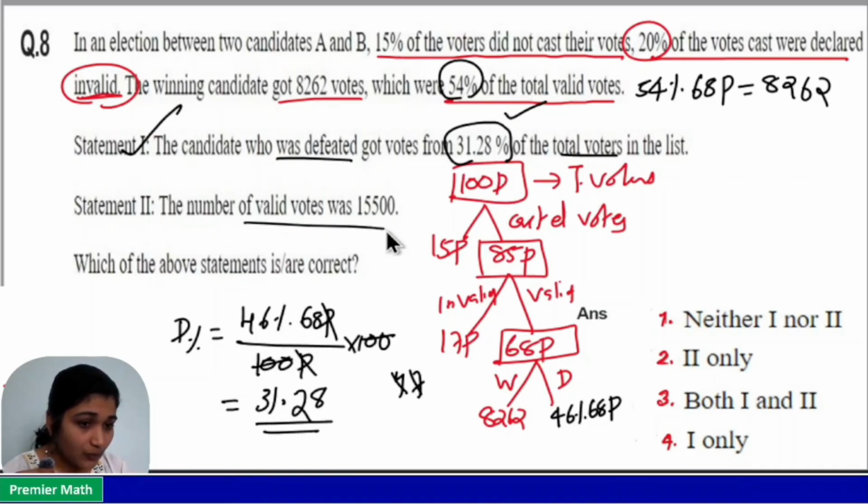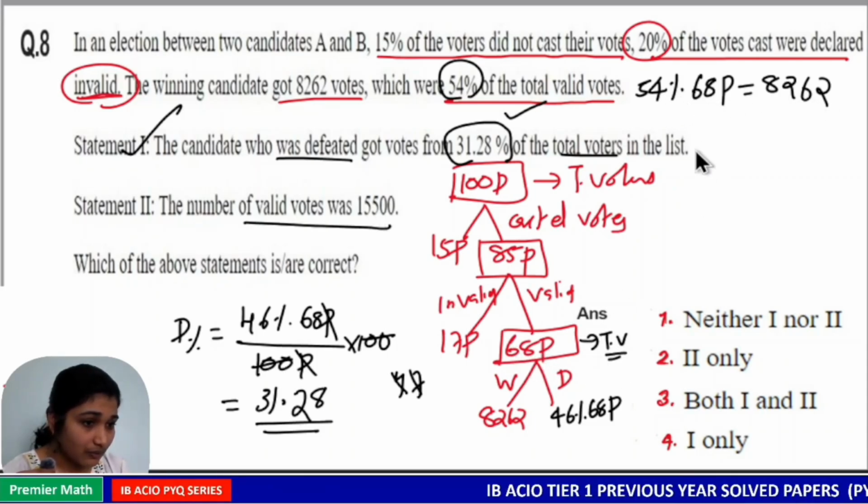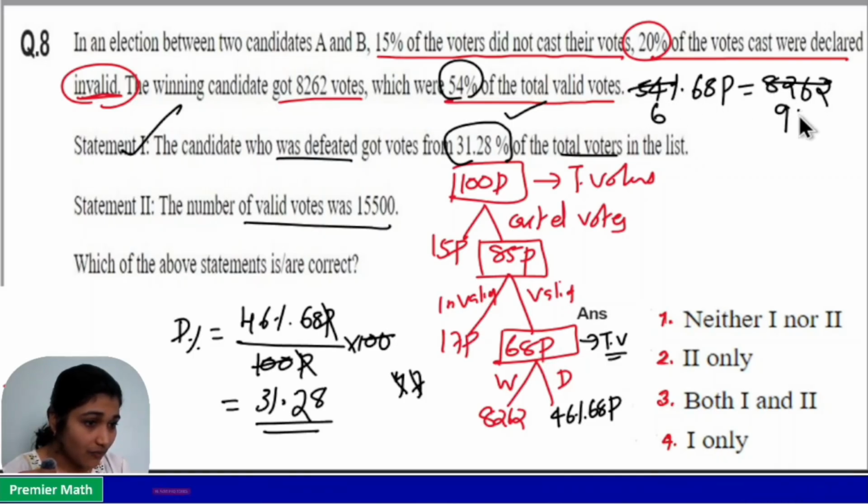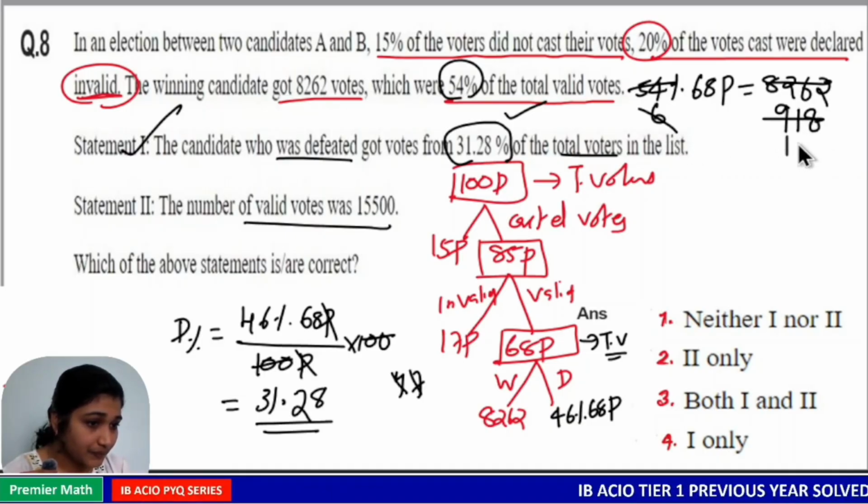Number of valid votes was 15,500. Here the number of valid votes means this is the total valid vote, 68 part. Let's check from this. Here 9 goes 6 times in 54, 9 times in 81, 1 time in 16 and 8 times in 72. And 6 goes 1 time in 9, 5 times in 30 and 3 times in 18.